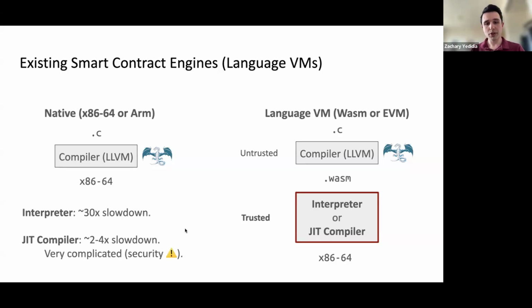Interpreters are the standard in blockchain smart contract systems because they're simple to implement and it's easier to reason about their security.